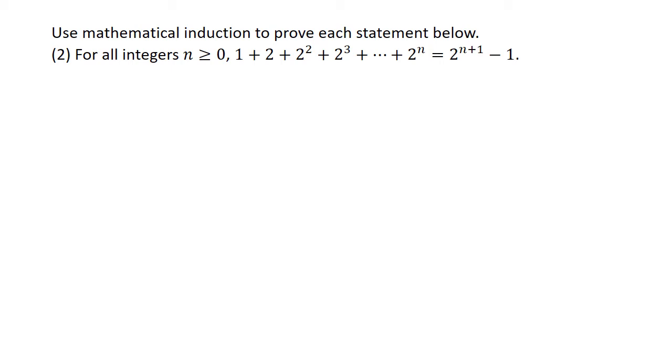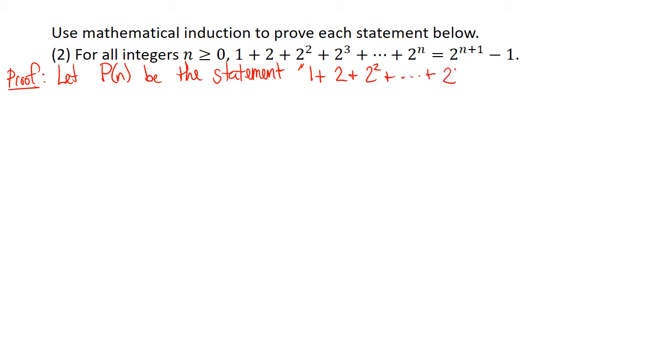So let's do another one. Again, we're going to start our proof off by defining what the P statement is. So let P of n be the statement. And now I'm just going to write the equation. 1 plus 2 plus 2 squared plus dot dot dot up through 2 to the n equals 2 to the n plus 1 minus 1. So that's what P of n stands for.